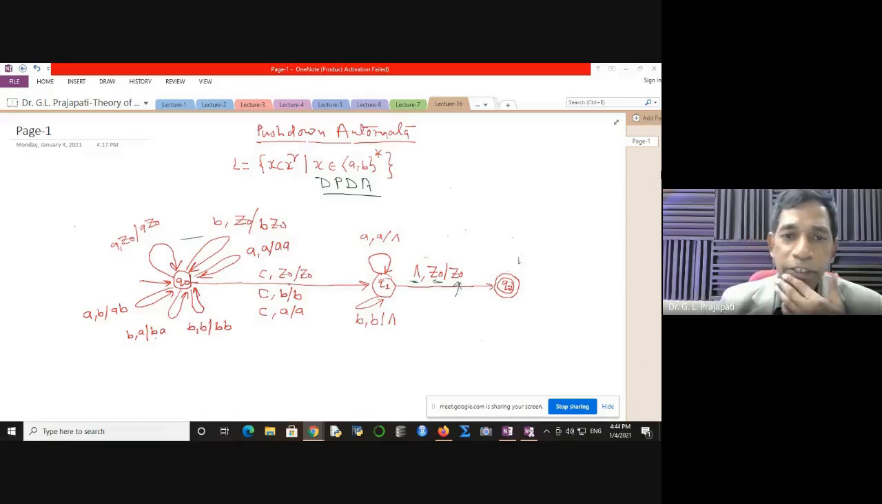Okay, so we have seen the PDA for this language XC XR. This is the transition diagram for the PDA. So you are showing the transitions for the PDA. Okay, and this is one way to represent the transition.